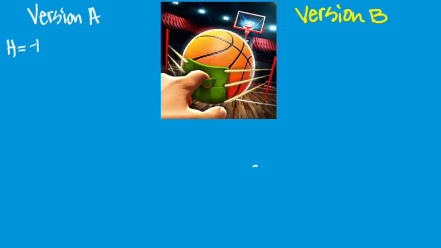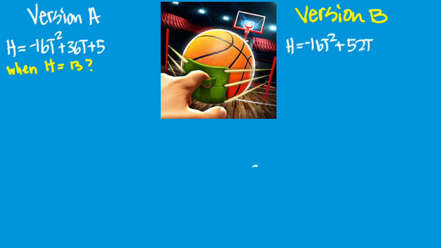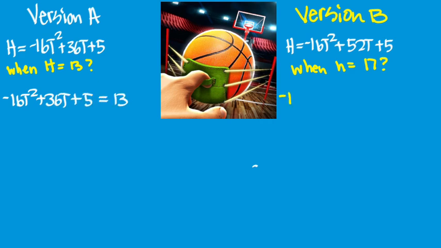Now we have a basketball scenario where they're using a little slingshot to throw out these balls into the crowd, and they're saying when the height is 13, what will happen here? So we set the equation to equal 13, and on the second version it's when it's 17. So you have to just set that to h equaling those values, and you solve the same way that we have been solving, right? Nothing much has changed here.